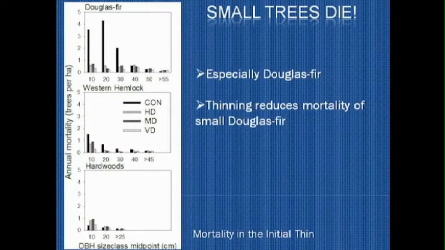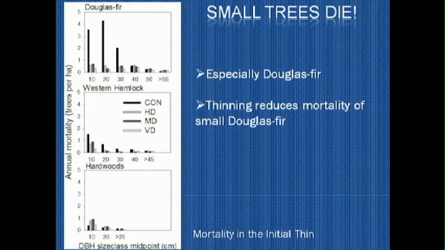So the biggest thing here, in this graph, there's the DBH size class in 10 centimeter size classes on the x-axis, and the number of dying trees per hectare on the y-axis. The biggest thing I'd like to point out here is the smaller Doug firs. This black bar is the control, and these other 3 bars are the different thinning treatments. What you can see is that a lot of smaller Douglas firs, in the 5 to 35 centimeter diameter at breast height range, are dying in the control treatment, these black bars. And this is greatly reduced by thinning.